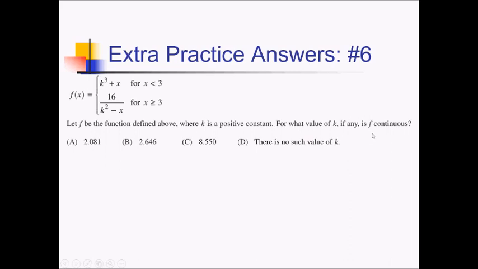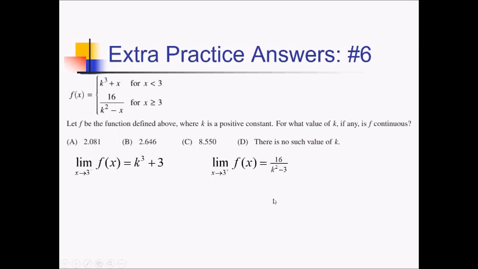So for continuity, we need the limit to exist. So we need to look at the left and the right-sided limits. Left side limit as x approaches 3. We're going to be using the less than 3 rule for that. So plugging 3 in up here, we just get k cubed plus 3, and can't really simplify that anymore because we don't know what k is. Now for the right-sided limit at 3, we're using the greater than 3 rule. So we'll have 16 over k squared minus 3.